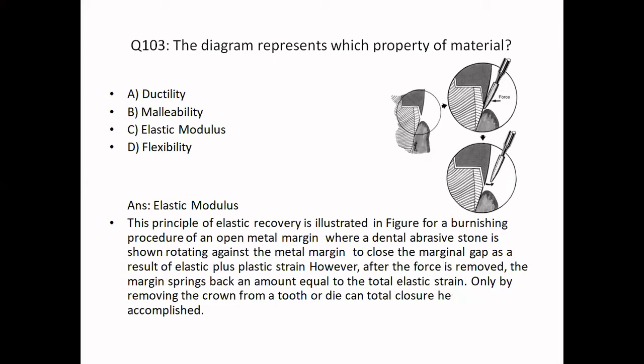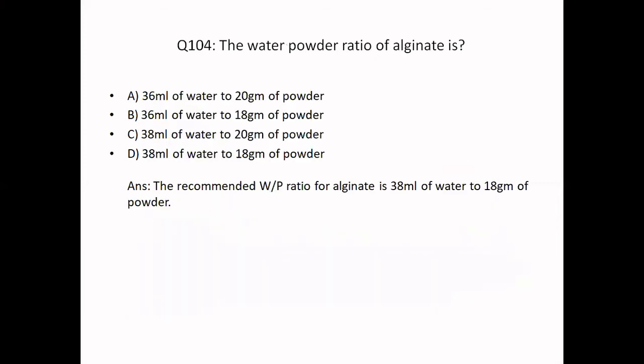This total closure can only be made if you remove the crown, take a fresh impression and burnish it over a cast. Because you have an equal amount of elastic strain also coming from the tooth, which causes this property of elastic modulus to revert back your crown.